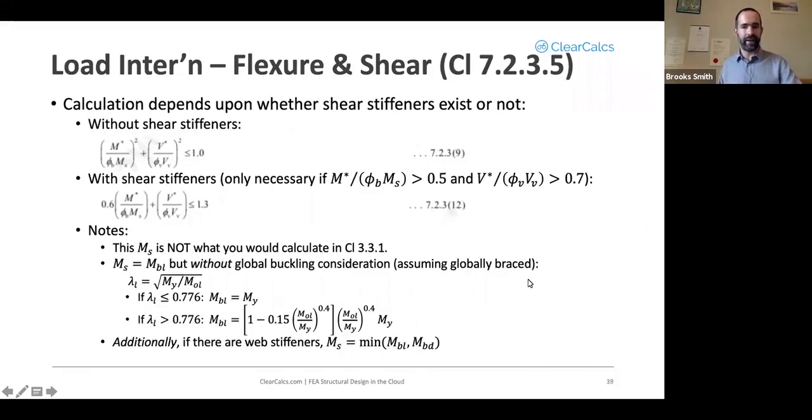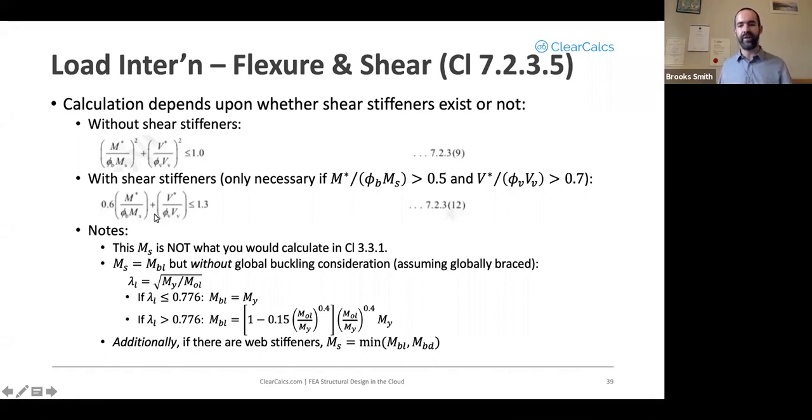So then load interaction. You have interaction between flexure and shear, and you have interaction between flexure and bearing, both of which need to be checked. The interaction between flexure and shear depends upon whether you use shear stiffeners or not. If you don't have shear stiffeners, you use the equation at the top of the screen here. That's your demand divided by your factored capacity, sum of squares for your moment and your shear. That has to be less than or equal to 1.0.